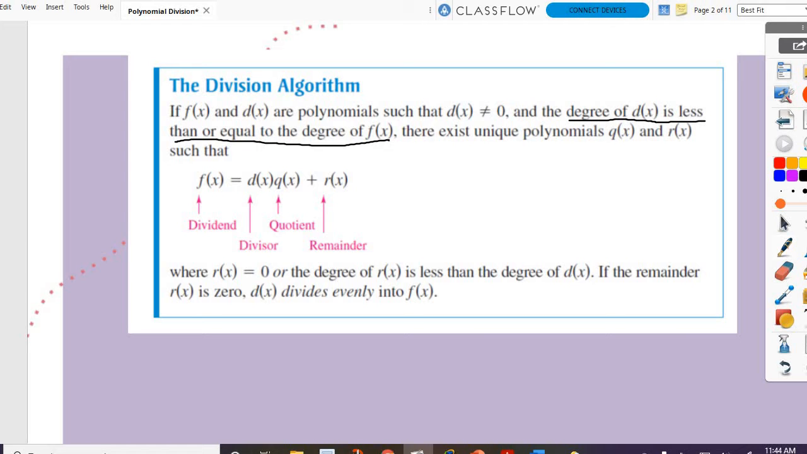So remember that if I have something that I'm dividing into, that would be f of x. The other way that we could write that would be f of x divided by our divisor, which is d of x, equals q of x plus r of x. Basically, they just multiplied everything by d of x.